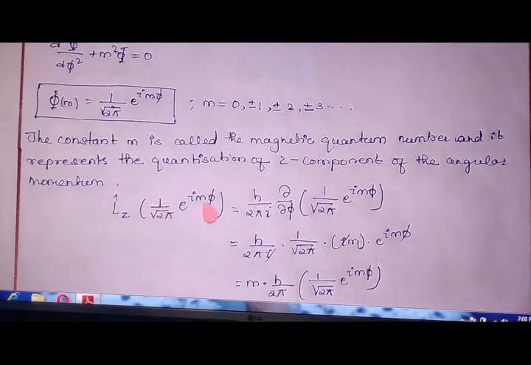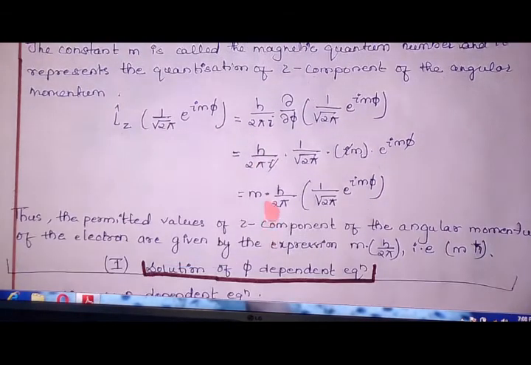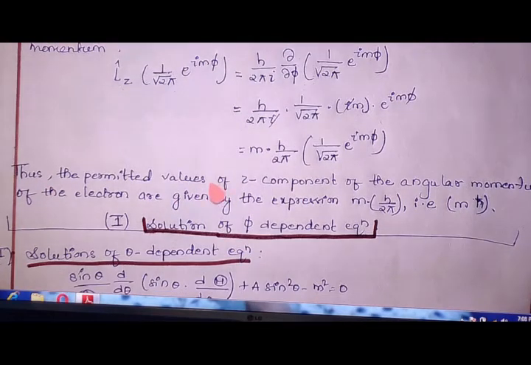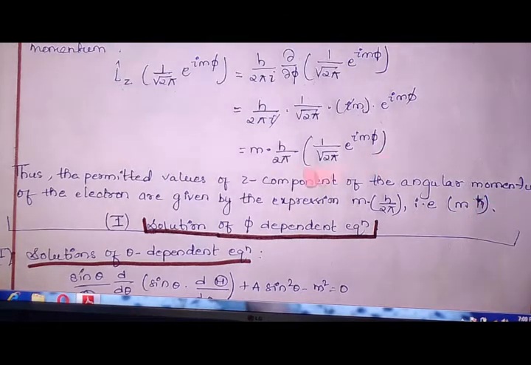L_z (1/√(2π)) e^(imφ) equals h/(2πi) times the partial derivative with respect to φ of (1/√(2π)) e^(imφ). By further calculating this value, we obtain m h/(2π) times (1/√(2π)) e^(imφ). Thus, the permitted values of the z component of the angular momentum of the electron are given by the expression m h/(2π), that is m ħ. Therefore, we found the solution of the φ dependent equation here.